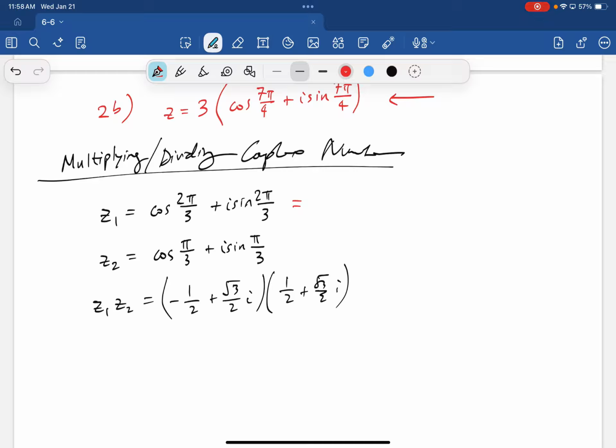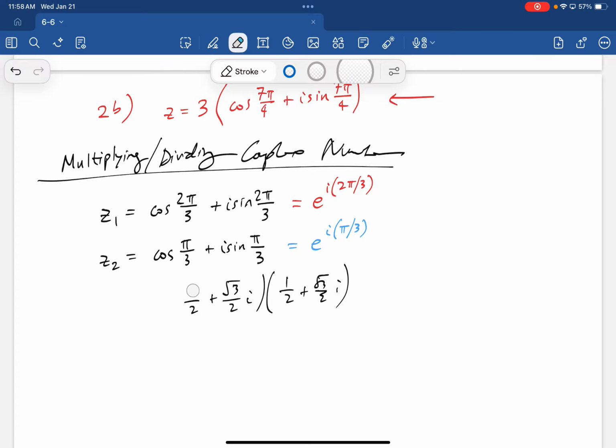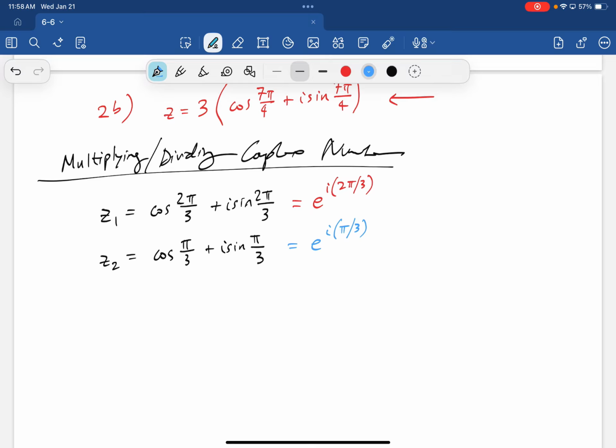So if we rewrite z1 in exponential form, this becomes e to the power of I times 2 pi over 3, right? And then z2 becomes e to the power of I times pi over 3. Yes? Well, what do we know about multiplying exponents? Their exponents add, right? And so that's all we need to do.